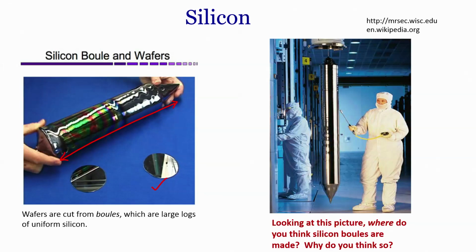Now, looking at this picture, where do you think silicon boules are made, and why do you think so? That is a question. Of course, we can see that the silicon boules are made in a clean room. Clean rooms are classified into several classes, and in this particular course we will see class 10,000.